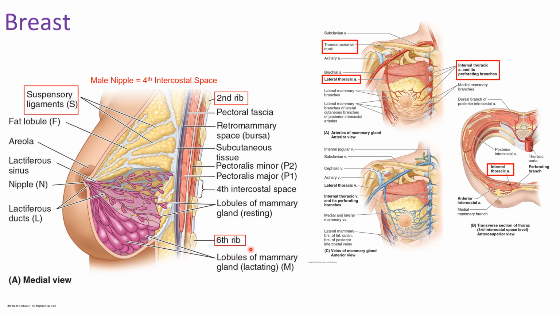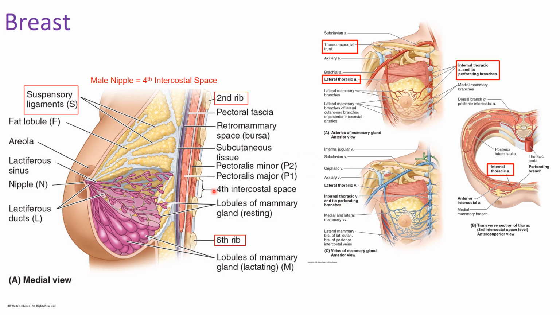Now, when you get into lab, you'll have to go through a model and you'll identify the lactiferous ducts, the lactiferous sinuses, and the areola, but we're going to skip out on those for right this minute for the sake of time. Now, I do want to point out the arterial supply to the pectoral region.